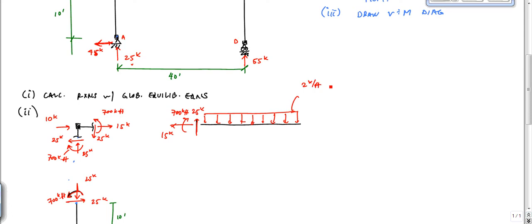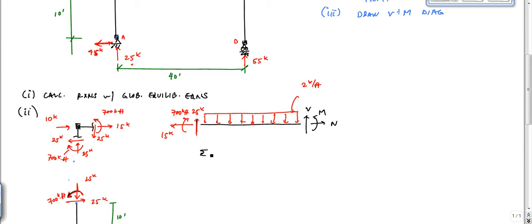Okay. And I want to calculate my reactions over here. So I have a vertical reaction here. This is going to be 25 minus 2 times 40 right here. Let me give some initial labels to this that I'm going to replace. So V, N, and M at this location right here.